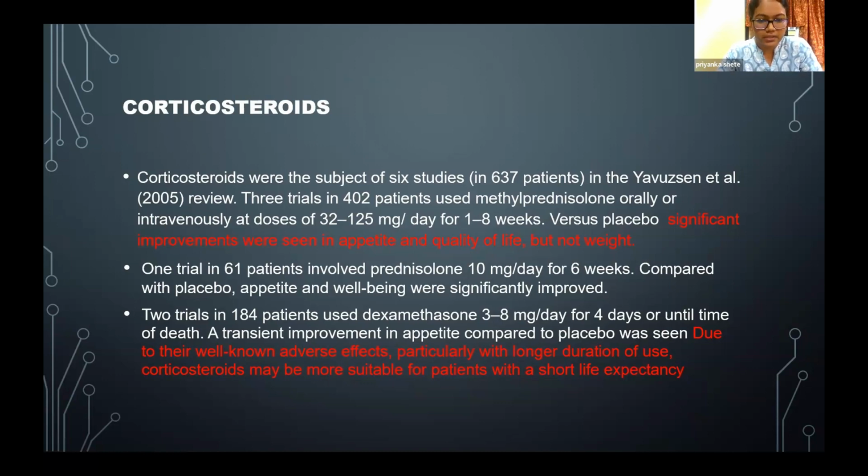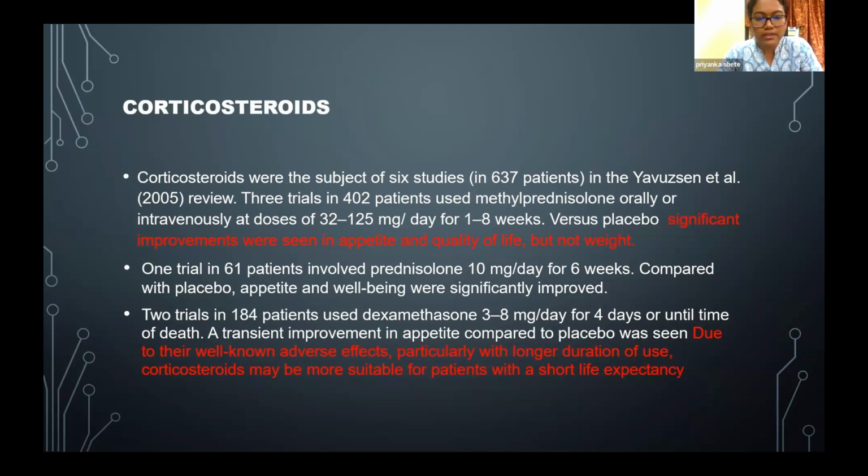One trial in 61 patients involved prednisolone 10 mg per day for 6 weeks. Compared with placebo, appetite and well-being were significantly improved. Then 2 trials in 184 patients used dexamethasone 3 to 8 mg per day for 4 days or until time of death. A transient improvement in appetite compared to placebo was seen.